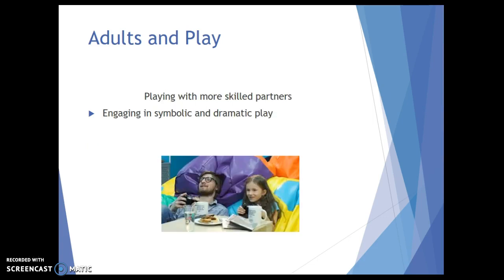Adults can also be the more skilled partner to engage in dramatic play with. So sometimes kids don't know how the scenario goes. Maybe they don't know that when they're in an airplane, the flight attendants don't ever take a turn flying the plane. And so adults can sort of help set up the scenarios with kids if they're invited in the play.